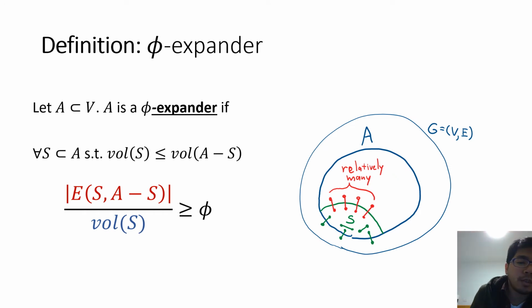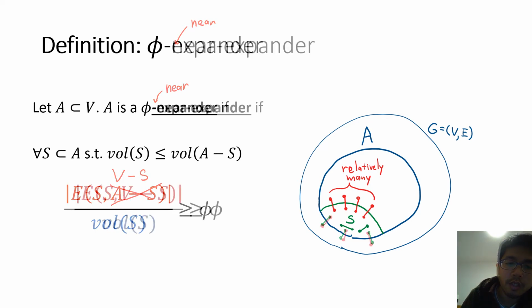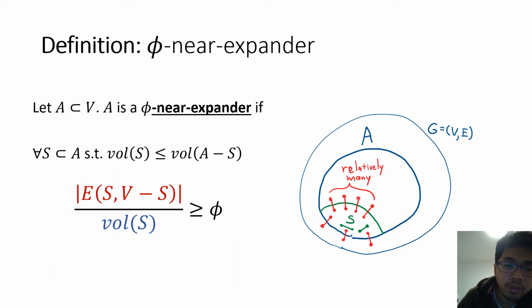To understand this, I need to define what a near expander is. Let me remind you of an expander. The near expander is just the same thing as the expander, except that when we count the number of edges, instead of counting the number of edges from S to A minus S, we count the number of edges from S to V minus S. So we also count the edges from S to outside A as well.